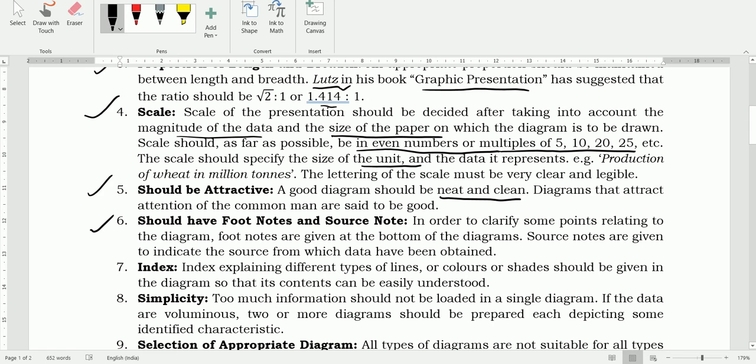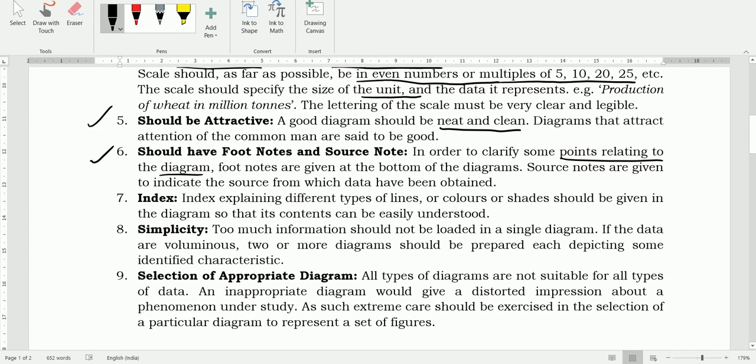Some points relating to the diagram must be given, just to clarify. Then next we have index. An index explaining different types of lines, colors, or sets should be given in the diagram so that its contents can be easily understood. What does this color represent?